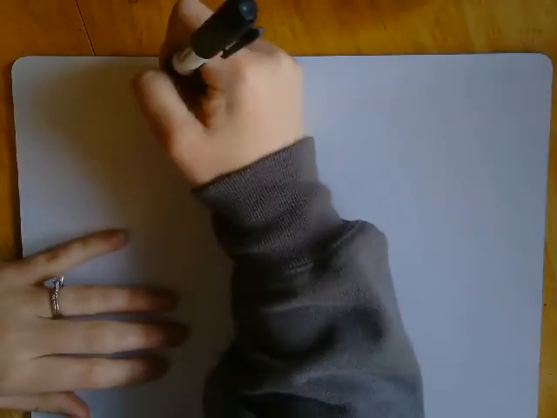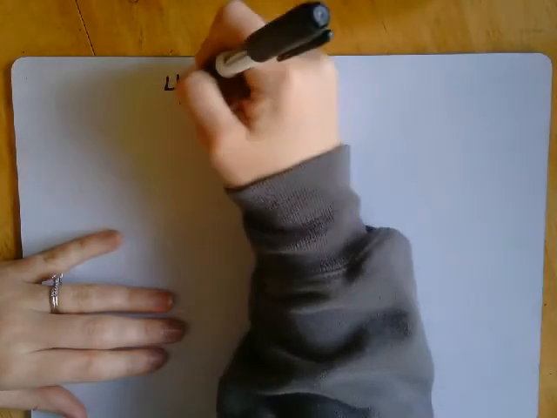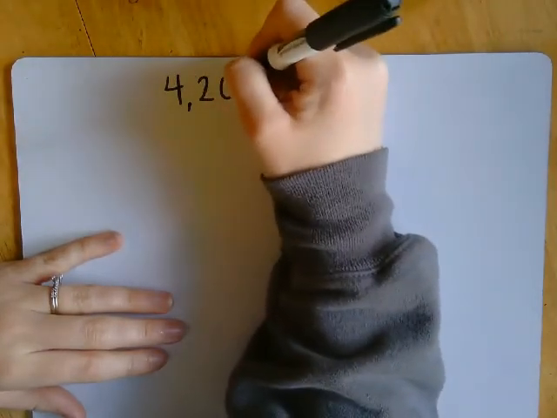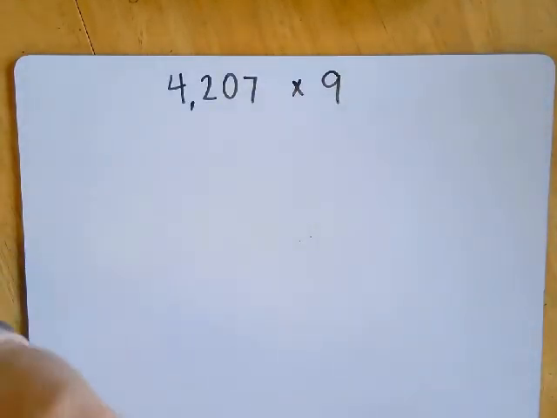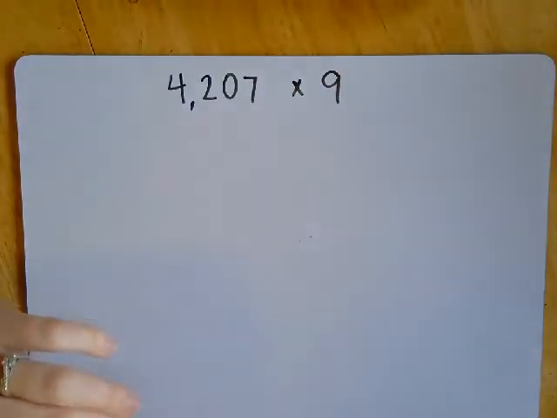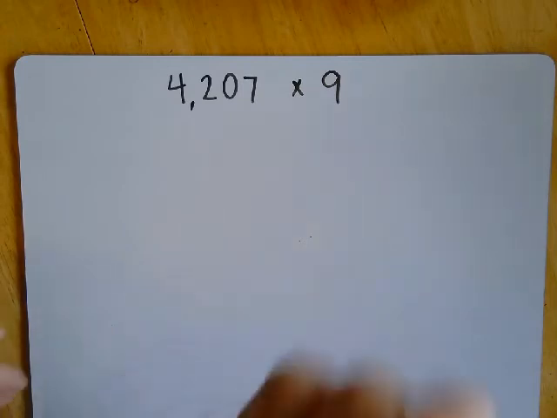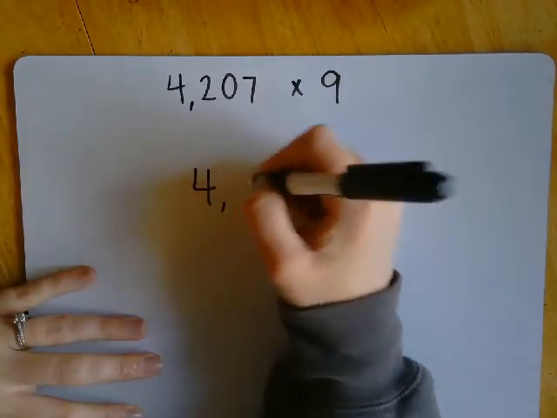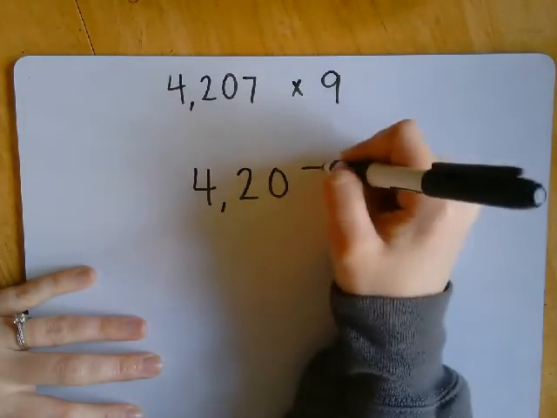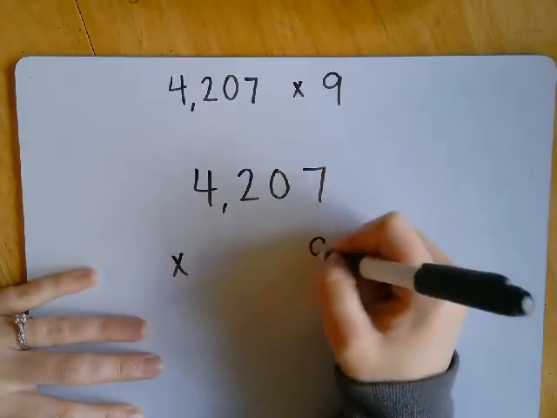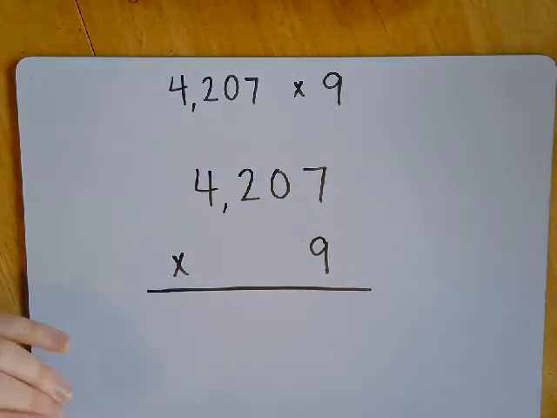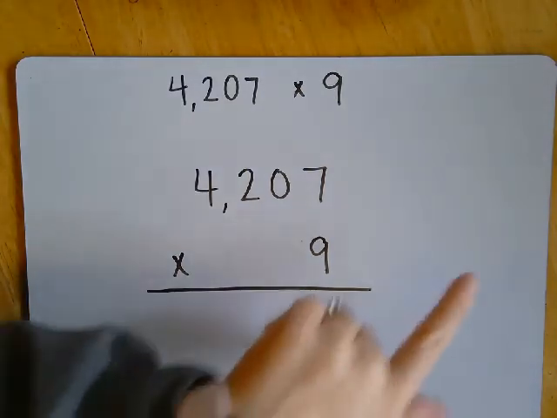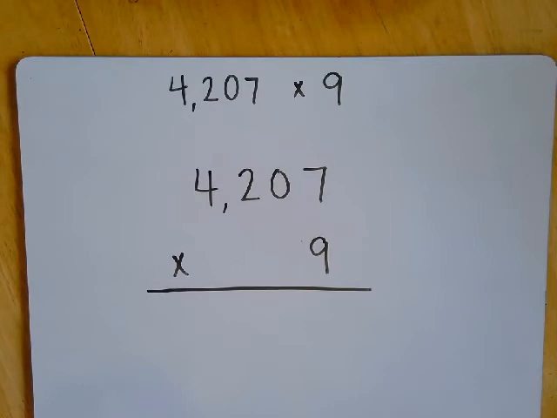All right, I am going to do 4,207 times 9. And I'm going to show this using the standard algorithm. So I'm going to rewrite it vertically. I'm just going to show this straight through. I'm not going to take the time to write the partial products over there.